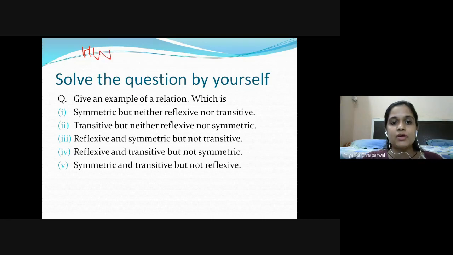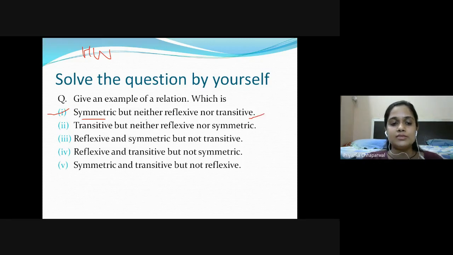Okay. So what is this? Give an example of a relation. You have to give an example. You just give an example of a relation which is symmetric. First of all, for this example, the first part of the question is that the relation is symmetric. What kind of relation should it be? Whatever relation you take, it is symmetric but neither reflexive nor transitive. Means whatever relation you take, it should be symmetric but neither reflexive nor transitive.